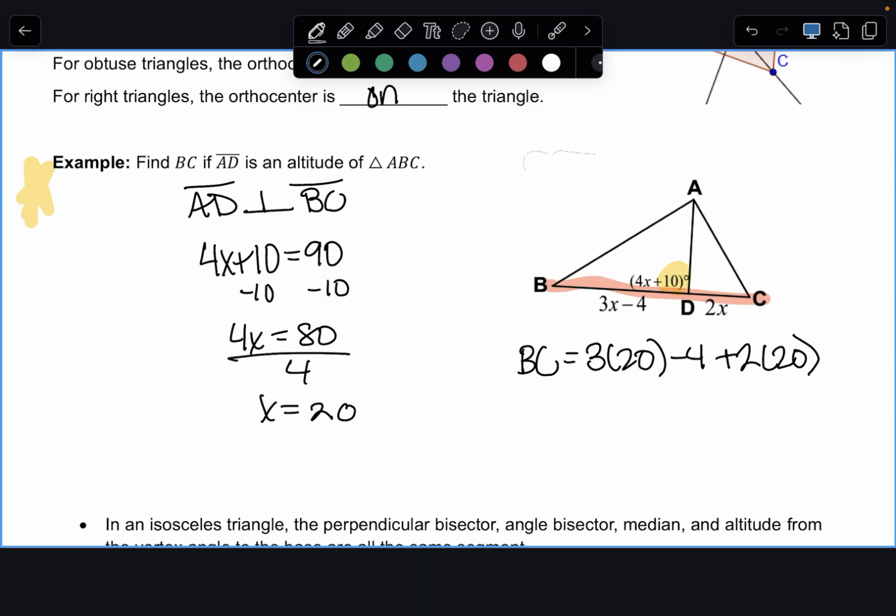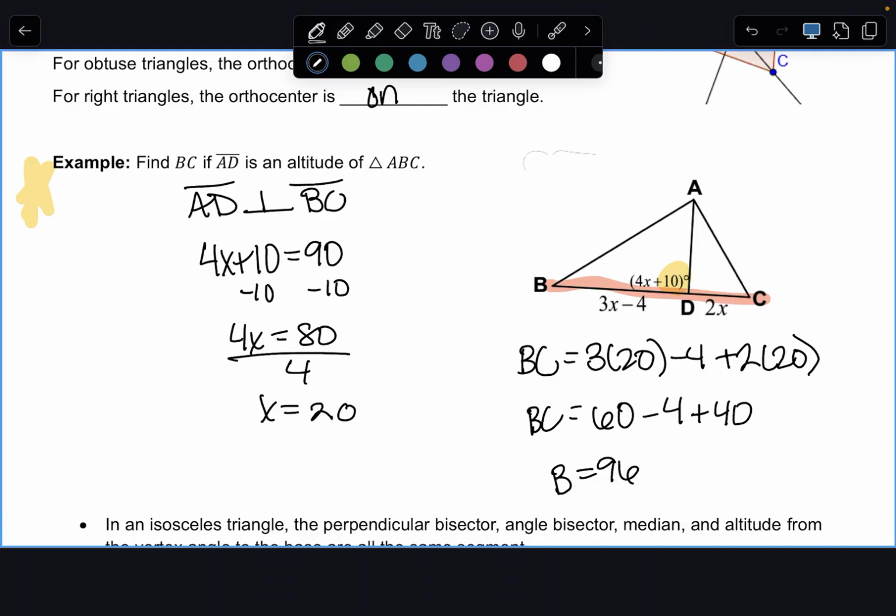Okay. And if I simplify this, this would be 60 minus 4 plus 40. 60 minus 4 is 56. Plus 40 is 96. Sorry, 96.